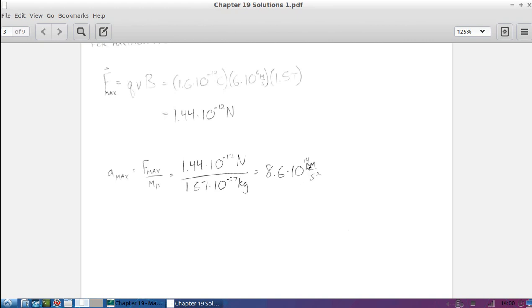Don't let the large numbers scare you. Okay, we're going to get large accelerations. Speeds are going to be large. Okay, so it's a very small force on the particle, but the mass is also very, very small. So we're dealing with very large accelerations.